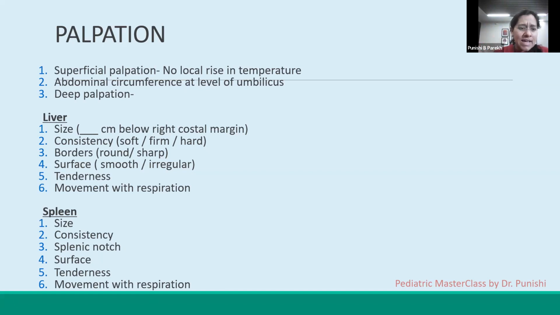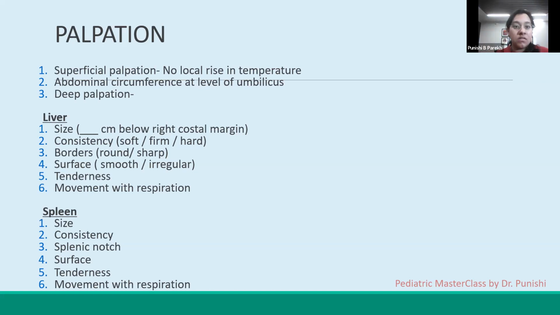So, like I said, in this case, the liver was 7 centimeters below the right subcostal margin, firm in consistency, rounded borders, smooth surface, and non-tender, moving with respiration. Whereas the spleen, on the other hand, was measuring about 10 centimeters in size. Again, firm in consistency. I could feel the splenic notch. Surface was smooth, non-tender, and moving with respiration. So remember the 5 points that you need to describe when you're describing either liver or spleen on palpation. And all of these will give you some kind of idea as to what you're dealing with.